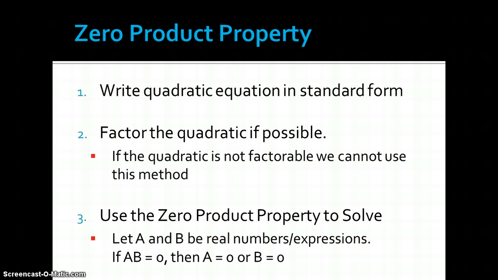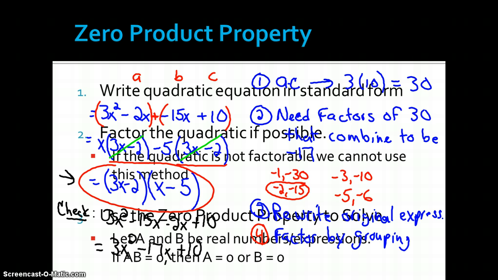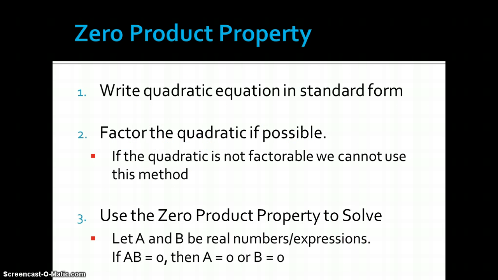So if we take a look here, we're going to apply what is called the zero product property. We must do a couple things. The first thing we have to do is write the quadratic equation in standard form. Standard form, remember, in this case, will be ax squared plus bx plus c equals 0. This will have to be in this particular form.